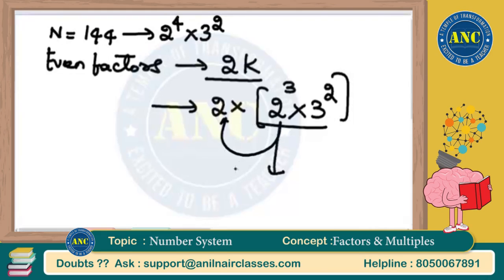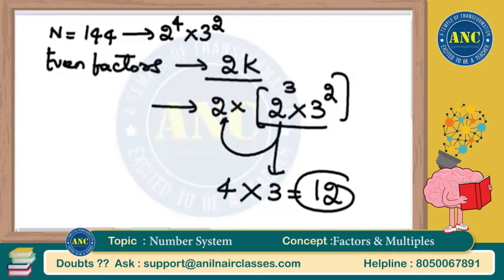How many factors are there for this number? 0, 2, 3, 4, 0, 2, 2, 3. How many even factors are there? 12. I hope it is clear.